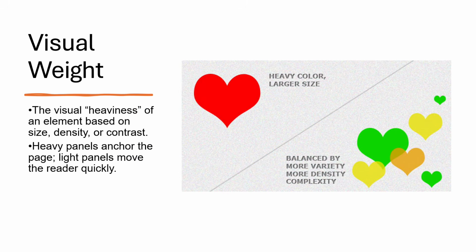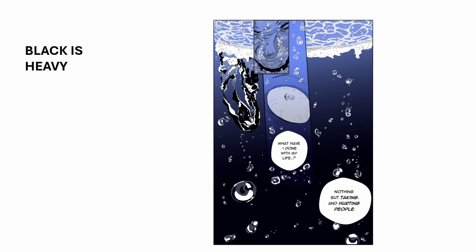Visual weight. It's the visual heaviness of an element based on size, density, or contrast. It's kind of difficult to explain some of these things exactly. You just kind of feel it. Heavy panels can anchor the page, and light panels move the reader quickly. The weight is determined by things like size, complexity, color, or contrast. So black is heavy, and things at the bottom of the page naturally feel heavier. So if you want to balance out a composition that, like in this example, has a lot of detail work up top, you could try putting black or large objects on the opposite end of your complex objects to try and balance that out.